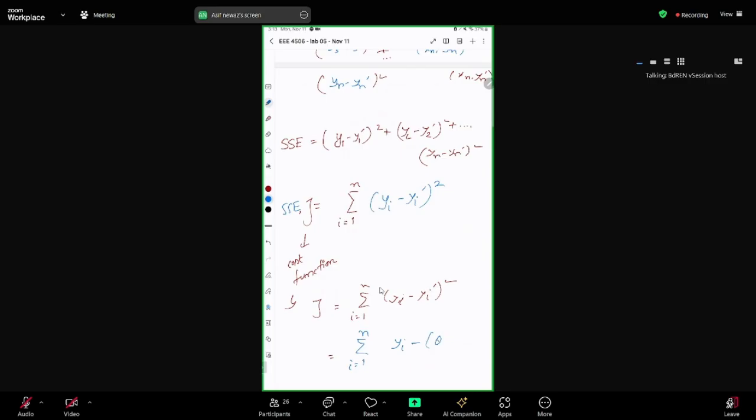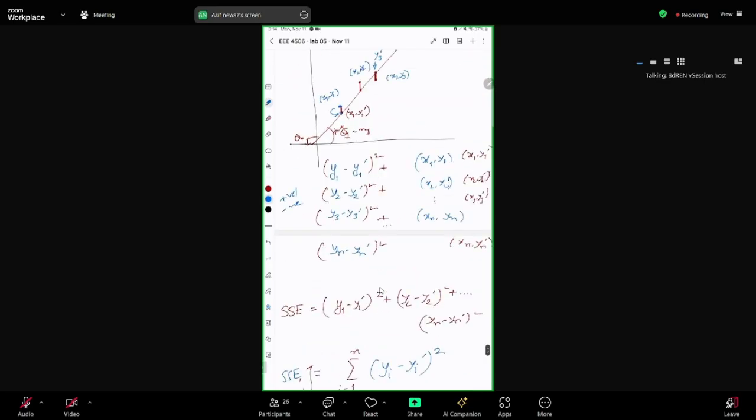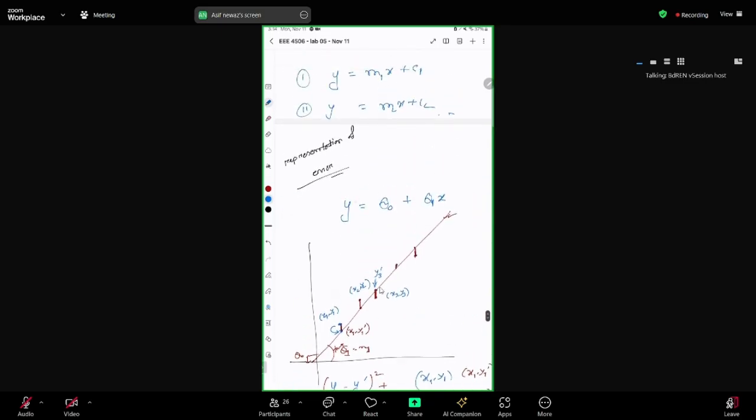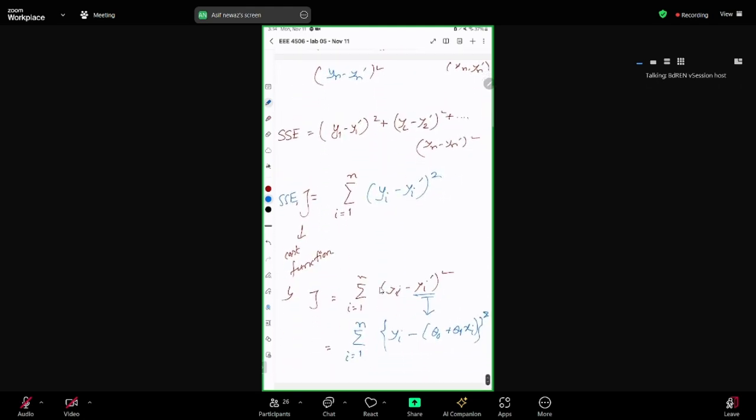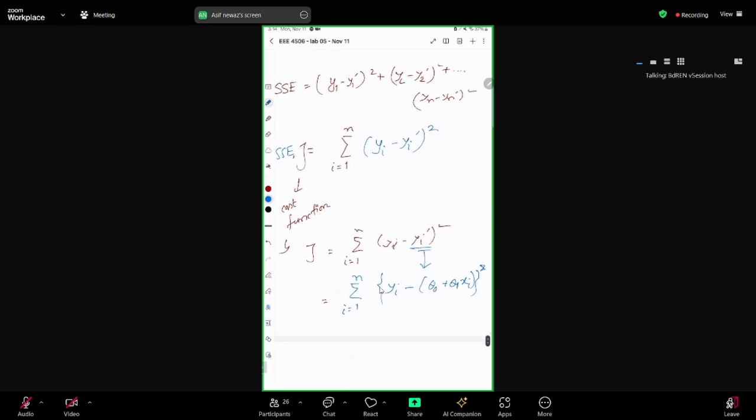Based on the equation that we have, that is theta 0 plus theta 1 xi, and then whole squared. This is equivalent, because yi prime, the prediction, is equal to theta 0 plus theta 1 x. So we can write this equation this way. This becomes my cost function, J of theta 0, theta 1.